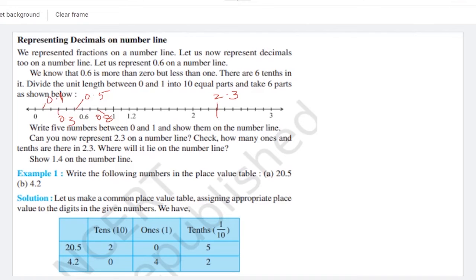Then the next one is, can you represent 1.4 on a number line? 1.4 will be between 1 and 2. It is greater than 1, it is less than 2. So this will be 1.1, 1.2, 1.3, 1.4 is this one. That's all. Coming to the examples.